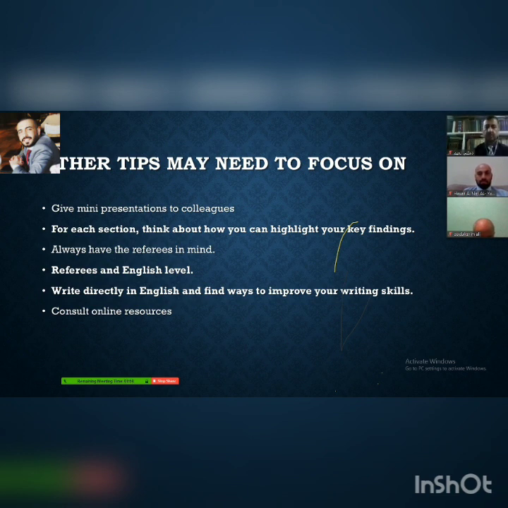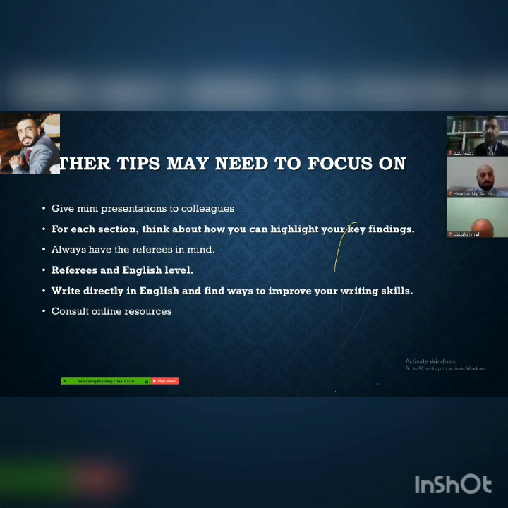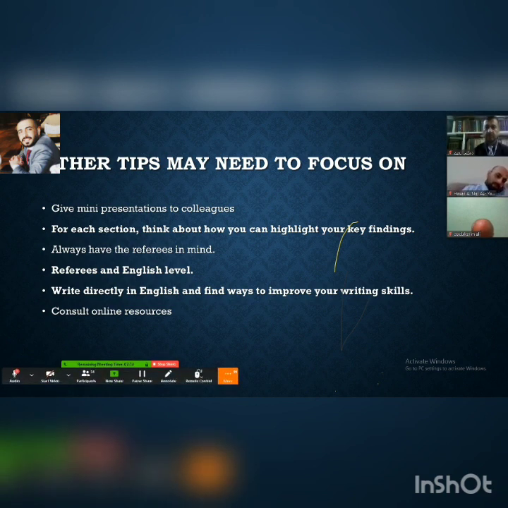Referees look at English level, so you must check your English writing. Also you have to check it with the experts. Write directly in English. Write in English first, don't write in Arabic and translate to English. It's not acceptable, because there will be problems in transferring the idea and you won't convey the same idea. And find ways to improve your writing skill. Consult online resources. There are many online resources that can help you.